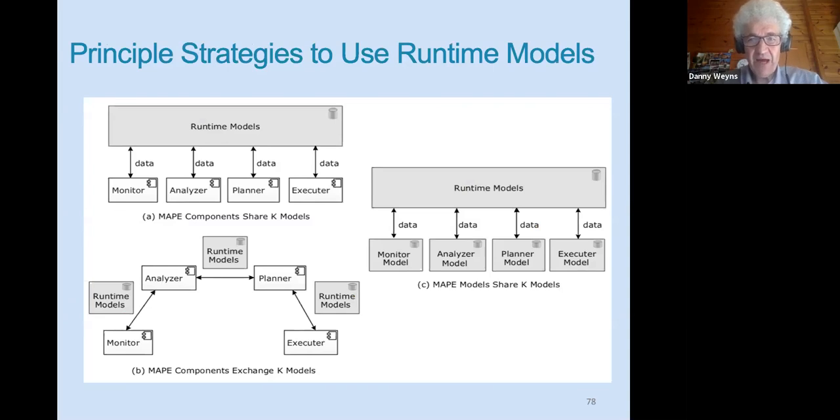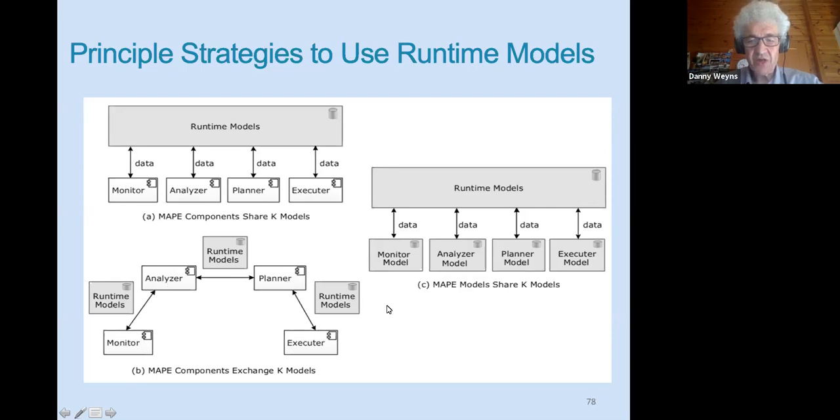Now, if we apply runtime models, there are different strategies that have developed over time. You see the three main strategies here sketched in these figures. In fact, number A here, MAPE components share models. That is what we have already seen, for instance, in the server example that I gave before. So components of the MAPE loop share models. Another very interesting way is that the MAPE components exchange models. So the models are not accessed altogether by the different components, but they exchange the models from one to another.